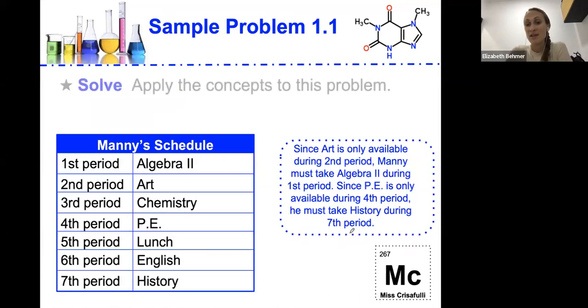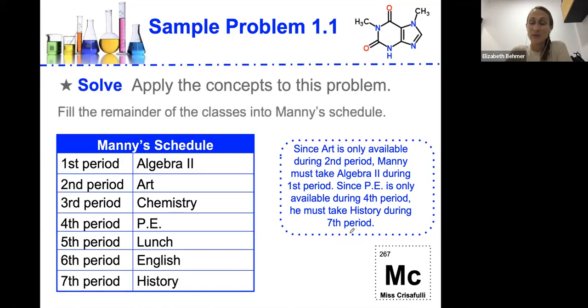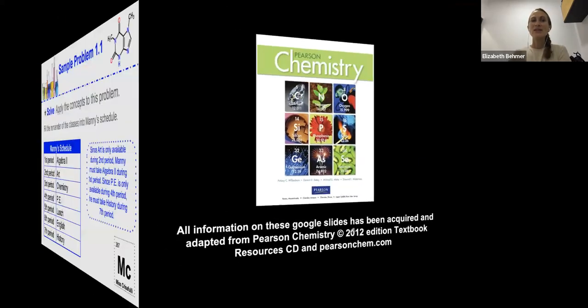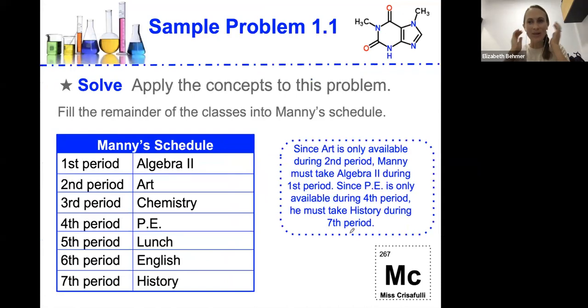Since art is only available during 2nd period, Manny must take Algebra 2 during 1st. Since PE is only available during 4th period, we must take history during 7th period. So then we are able to fill in the remainder of Manny's schedule. So that's a little bit of a breakdown of how we'll solve problems. And in chapter 2, we'll get into a little more detail on how we solve those numerical problems.